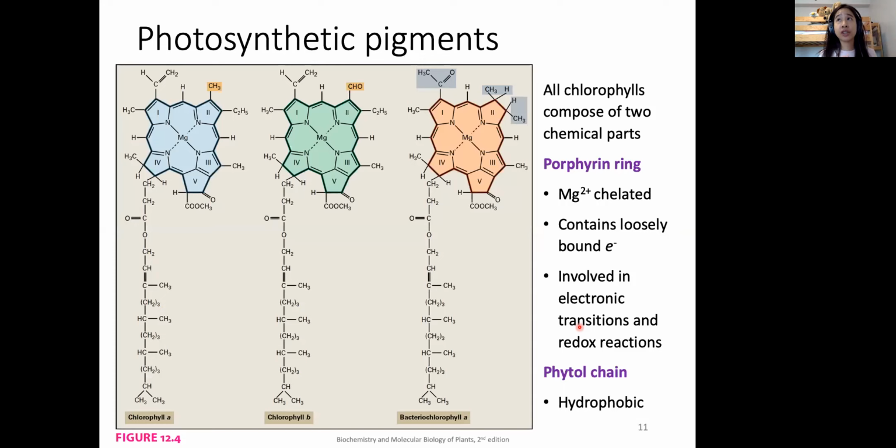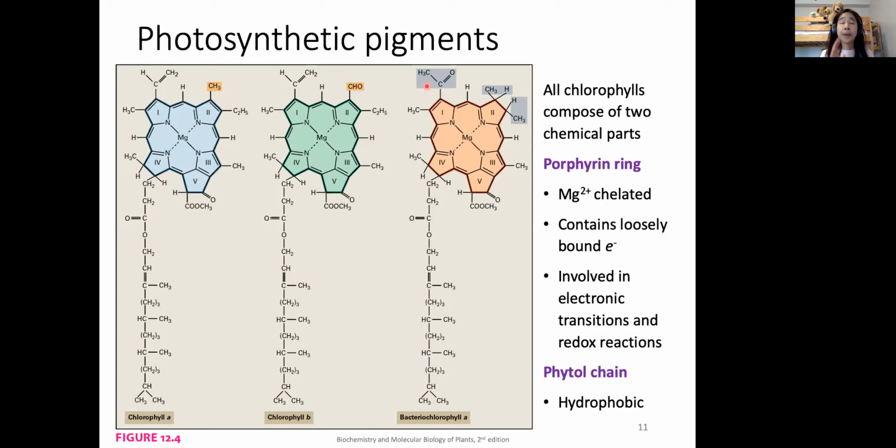This is the structure of chlorophyll. They will have chlorophyll A, this one, chlorophyll B, and bacterial chlorophyll. They are very similar except here. Chlorophyll A has a, not metal, it's a CH3 group, methyl group, all right, and this one is an aldehyde group in chlorophyll B, and for bacterial chlorophyll, these are the differences.